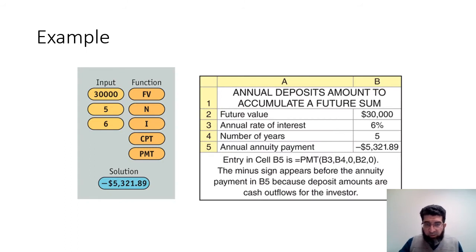Similarly, in examples we can see that using the TVM calculator we can enter a future value of 30,000, N of 5, I of 6%, and compute PMT. It automatically calculates 5321.89. This is a pretty fast one. Same, you can do it in the Excel sheet, where you have to calculate the PMT value. You can use the PMT function to calculate it.